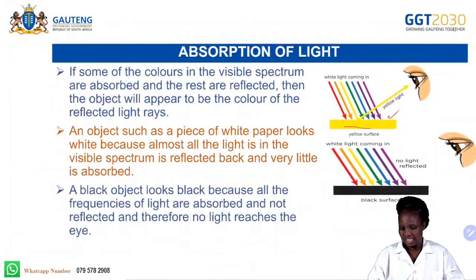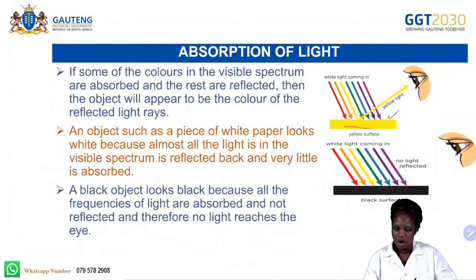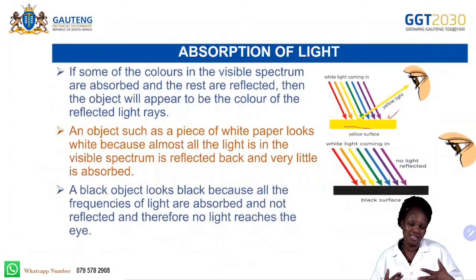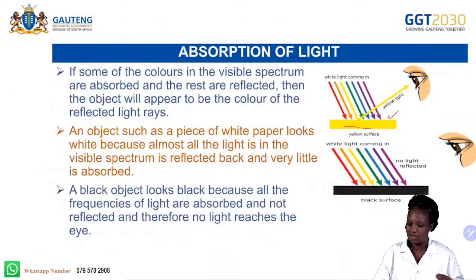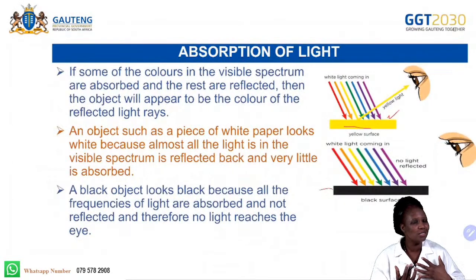All right, let's check this beautiful picture. White light is coming in. These are the colors of the rainbow. This is the visible spectrum. All right. What about the surface? The surface will determine whether you're going to see light or no light.